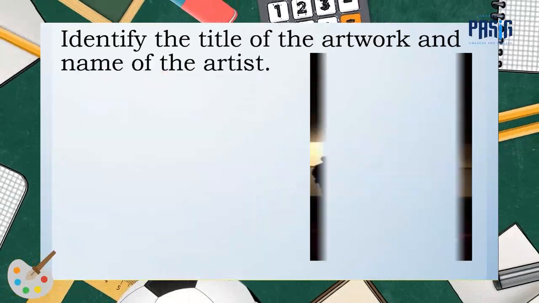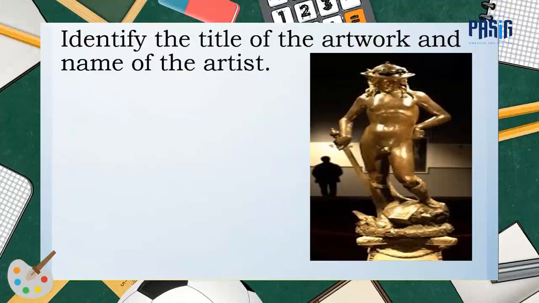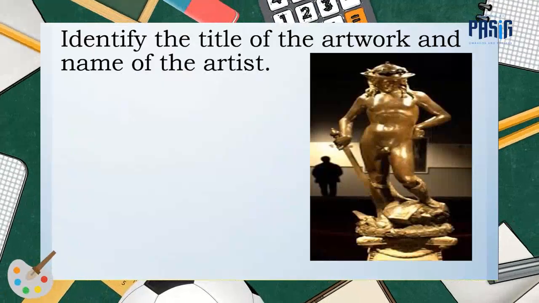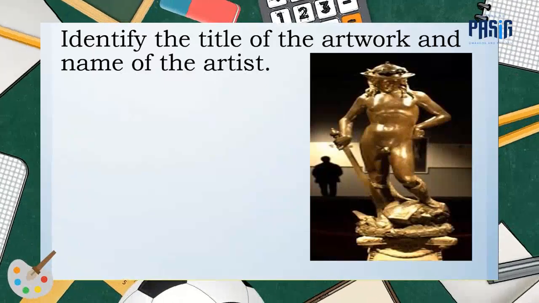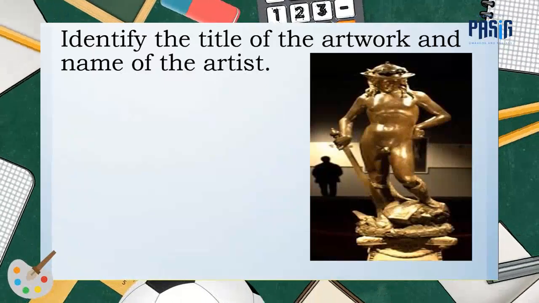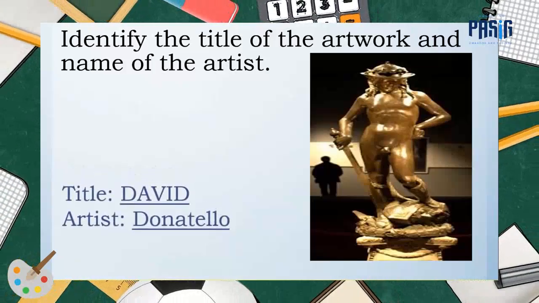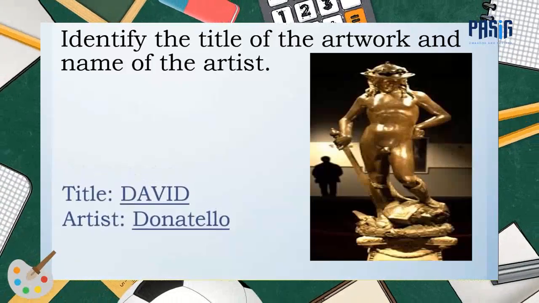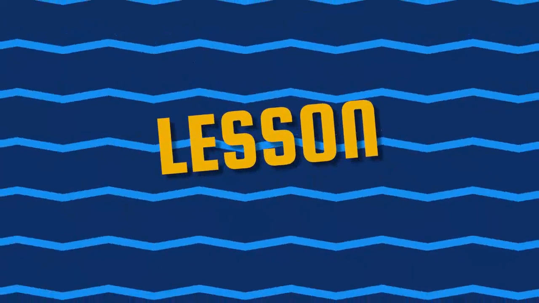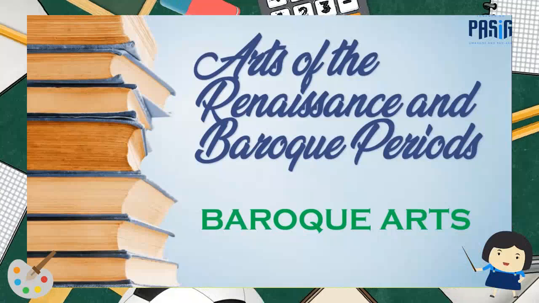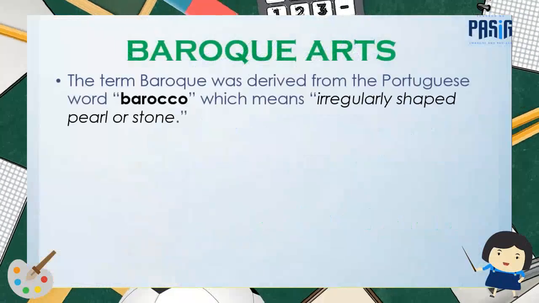Next, look at the picture. What is the title of this artwork and who created this artwork? So this is called David, made by Donatello. Now, let's discuss our main topic for today's lesson. So, it's about the Baroque arts.